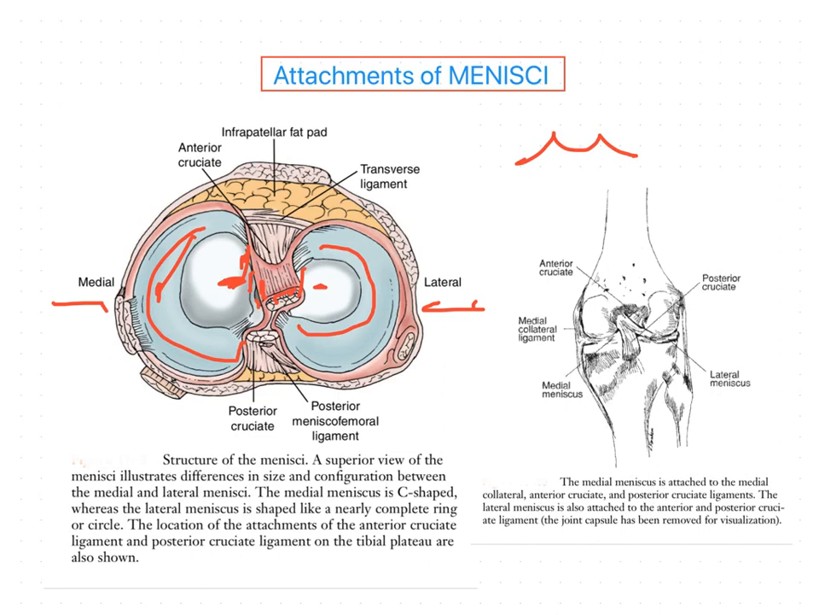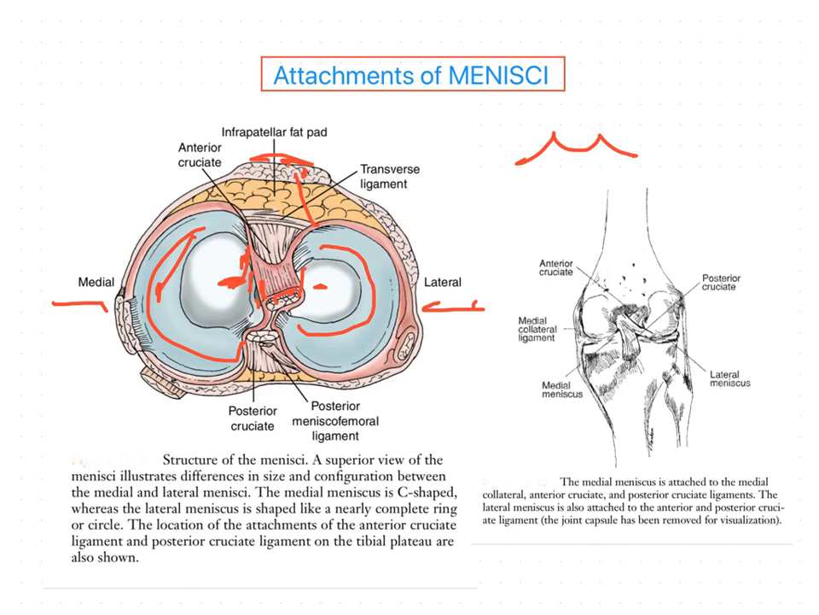Both menisci are also attached directly or indirectly to the patella, which is present here, via the so-called patellomeniscal ligaments. So from the patella to the meniscus there is an attachment, directly or indirectly, and also the patellotibial ligaments. These two are anterior capsular thickenings.